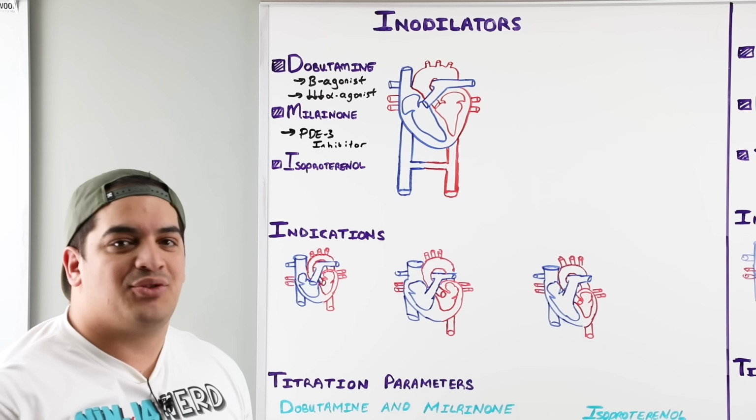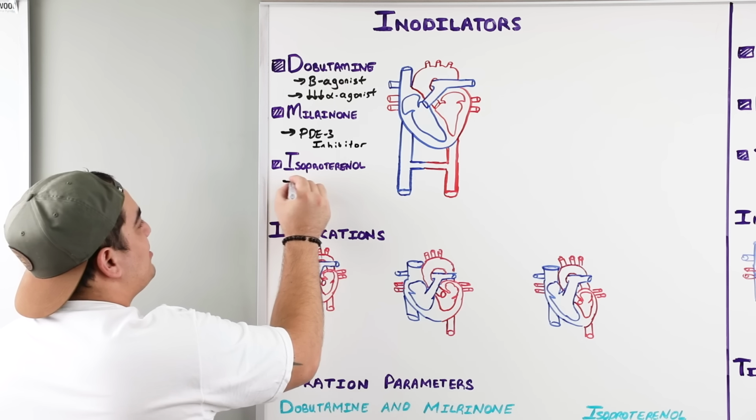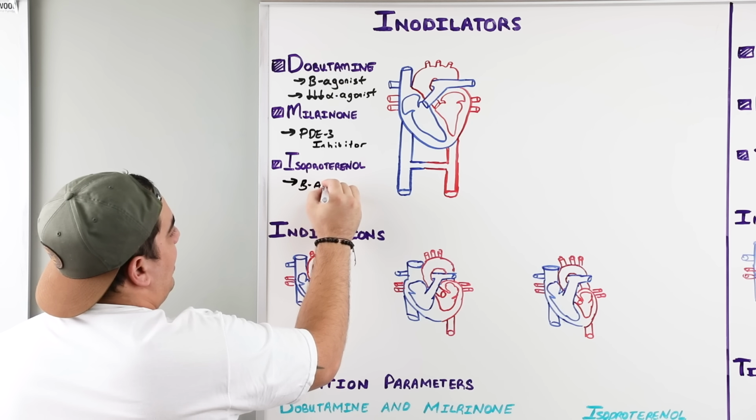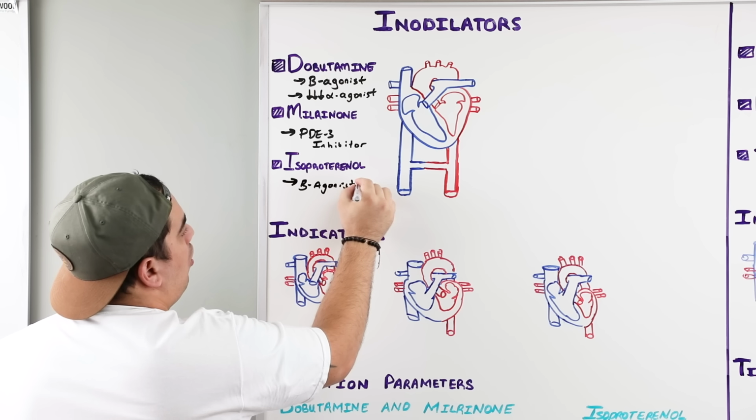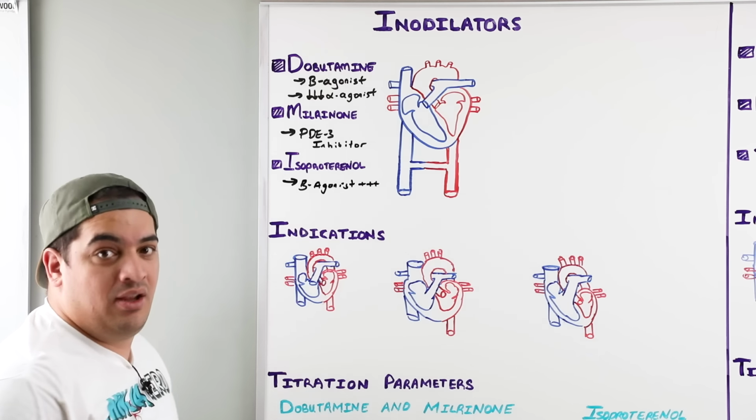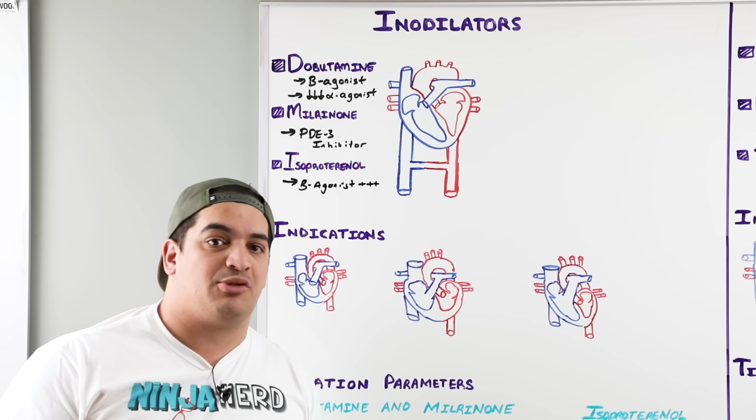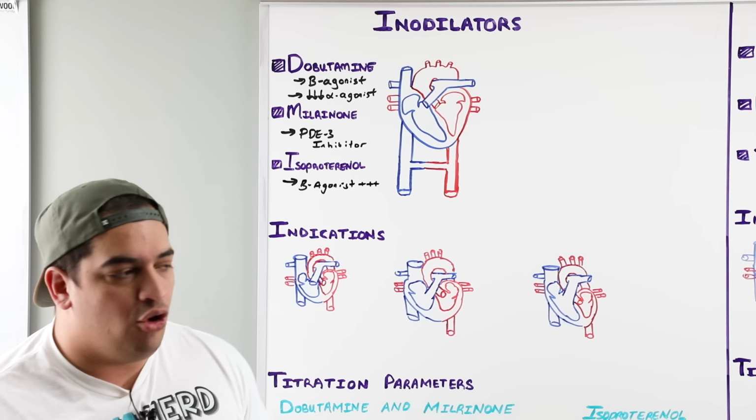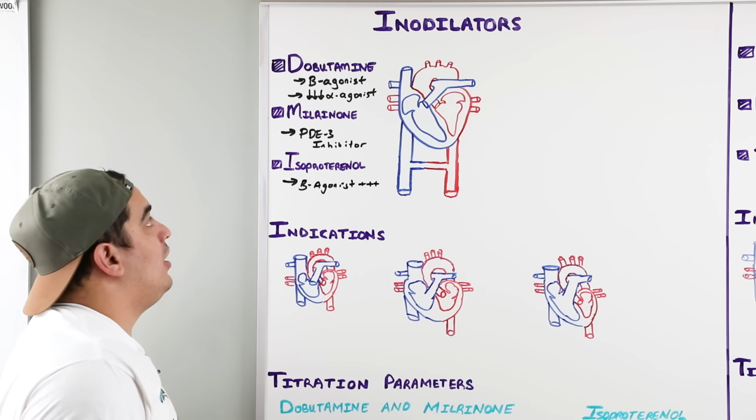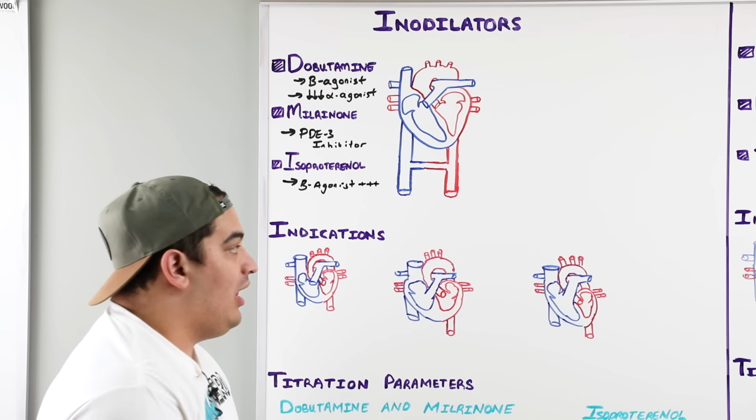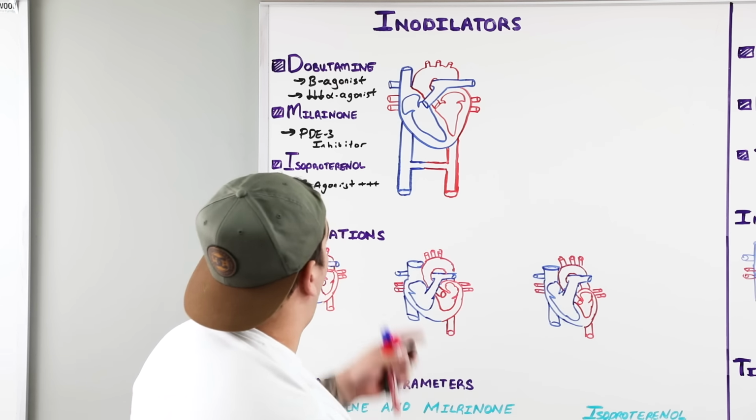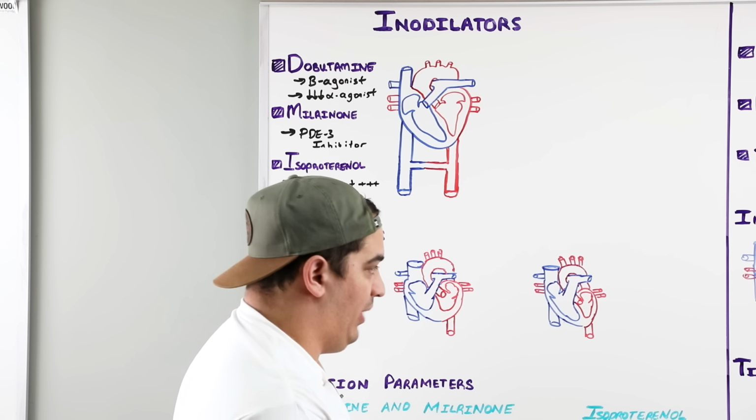And the last one is Isoproterenol. Isoproterenol is primarily a beta agonist, a very strong beta agonist at that. It loves those beta-1 receptors primarily, with a little bit of beta-2 receptor activity as well. How does all of this come into play in their mechanism of action? Let's talk about that. First one being Dobutamine.